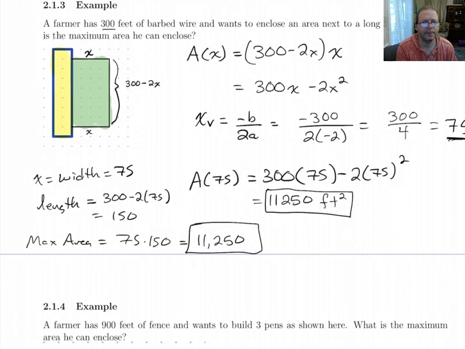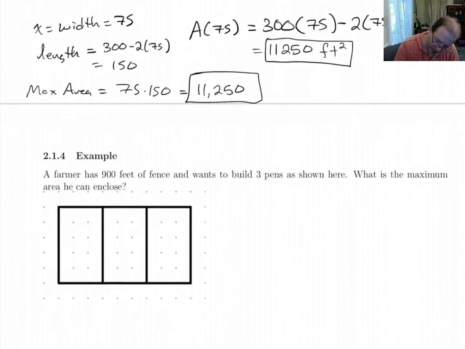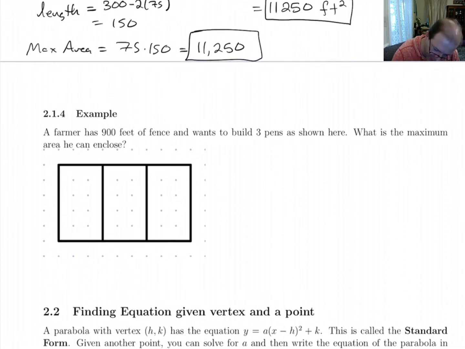All right. Let's do one more problem. Okay, so we've got another farmer, and this time he's got some fencing, and he wants to fence in 3 pens. Let's make them nice and green. The question is, how does he do this to maximize area? In this case, he's got 900 feet of fence.